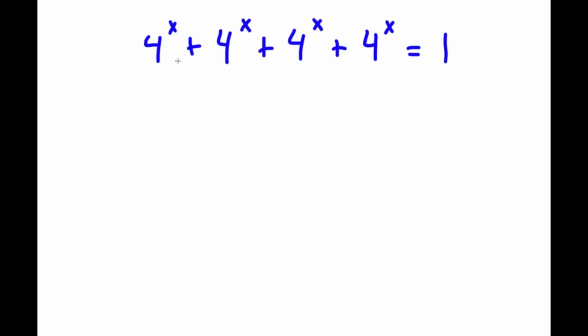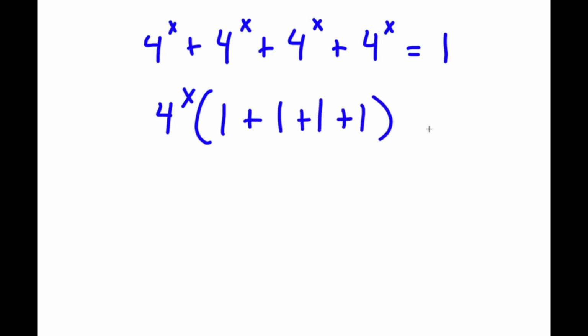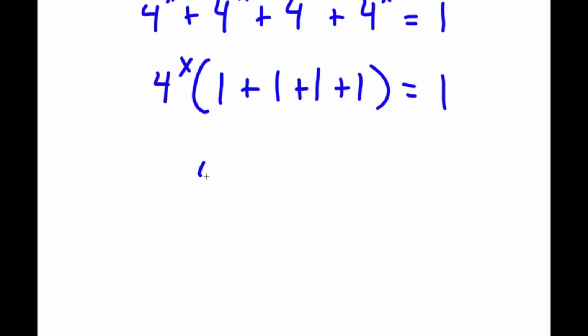Alright, so in this problem, I have 4 to the power of x plus 4 to the power of x plus 4 to the power of x plus 4 to the power of x is equal to 1. So to solve this, the first thing I'm going to do is factor out 4 to the power of x from my left-hand side. So now I have 4 to the power of x times 1 plus 1 plus 1 plus 1, and this is equal to 1. Now 1 plus 1 plus 1 plus 1 is simply equal to 4. So now I have 4 to the power of x times 4 is equal to 1.